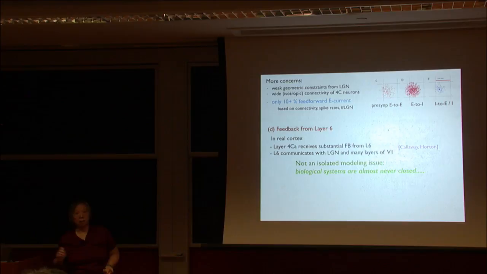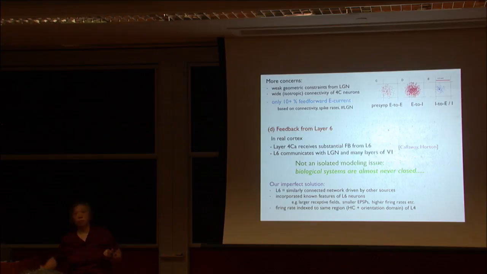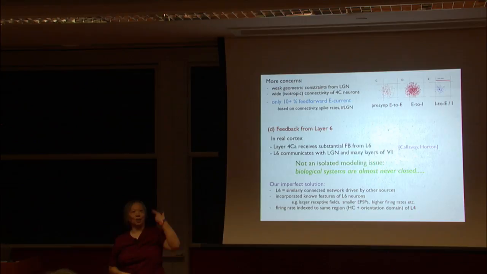I think almost all visual models have no feedback at all. But there's actually a lot of feedback, so I don't know how one could do without it. So here's our imperfect solution, a very imperfect solution. I don't know how to do it. It depends on information downstream that you don't know yet. So how do you model something like that?